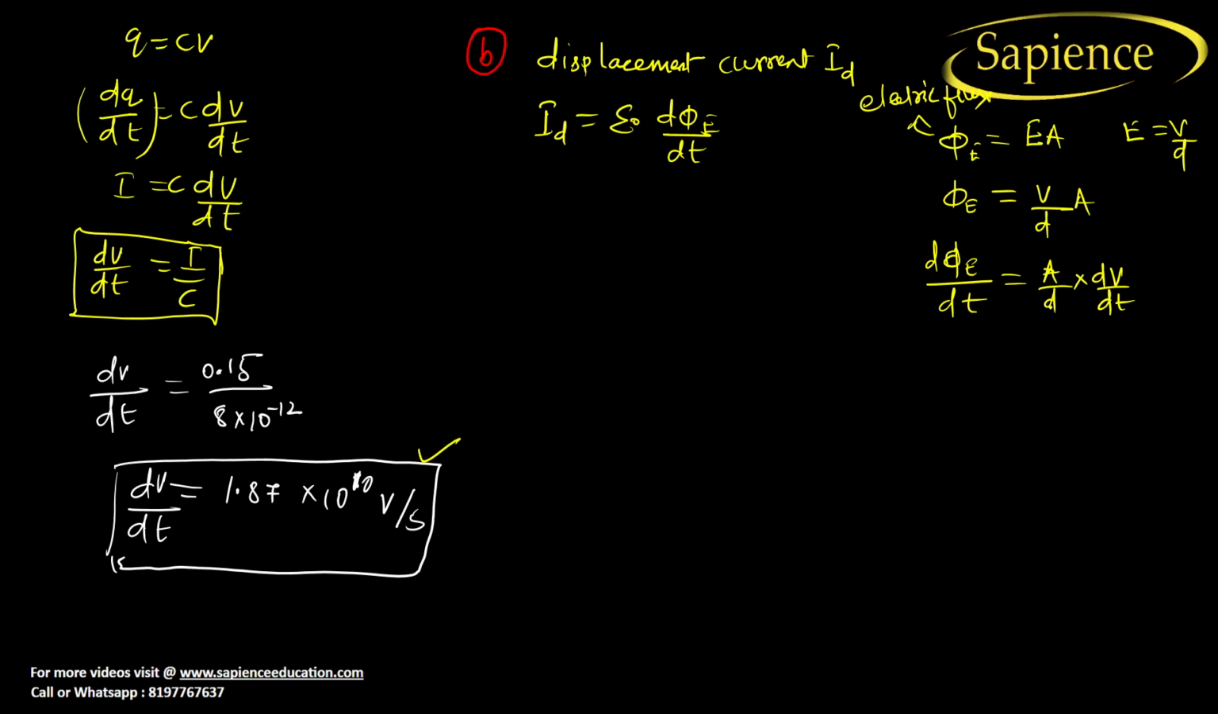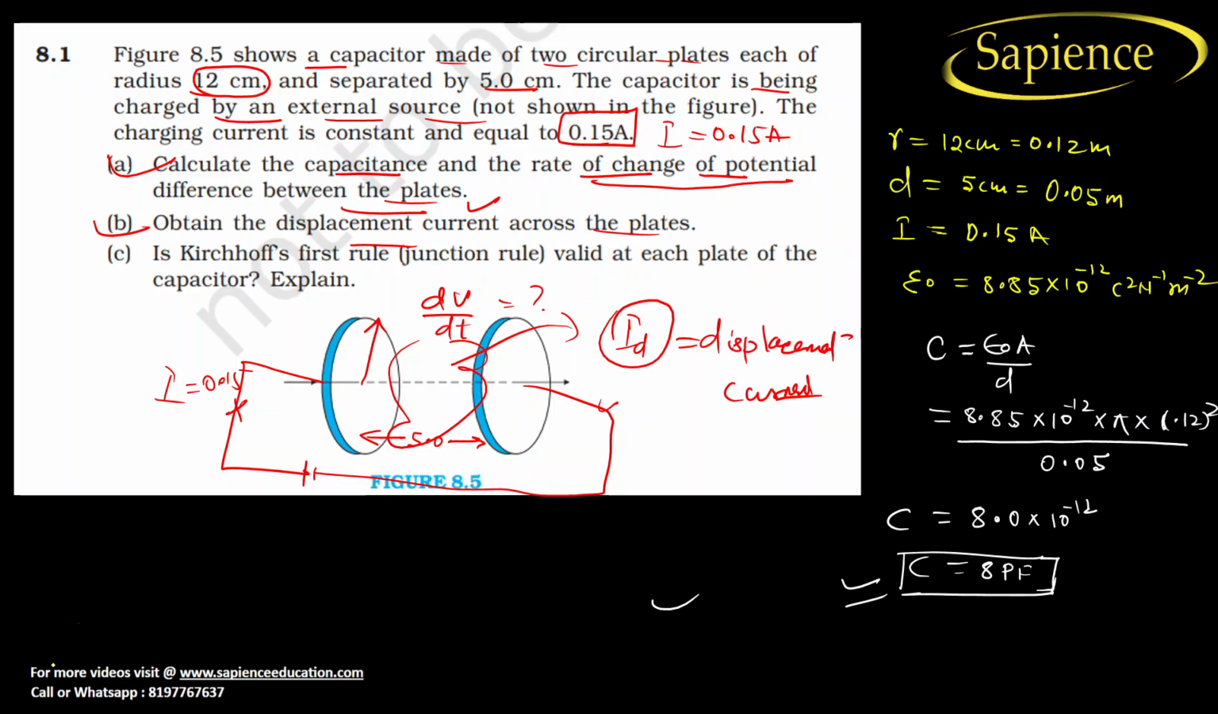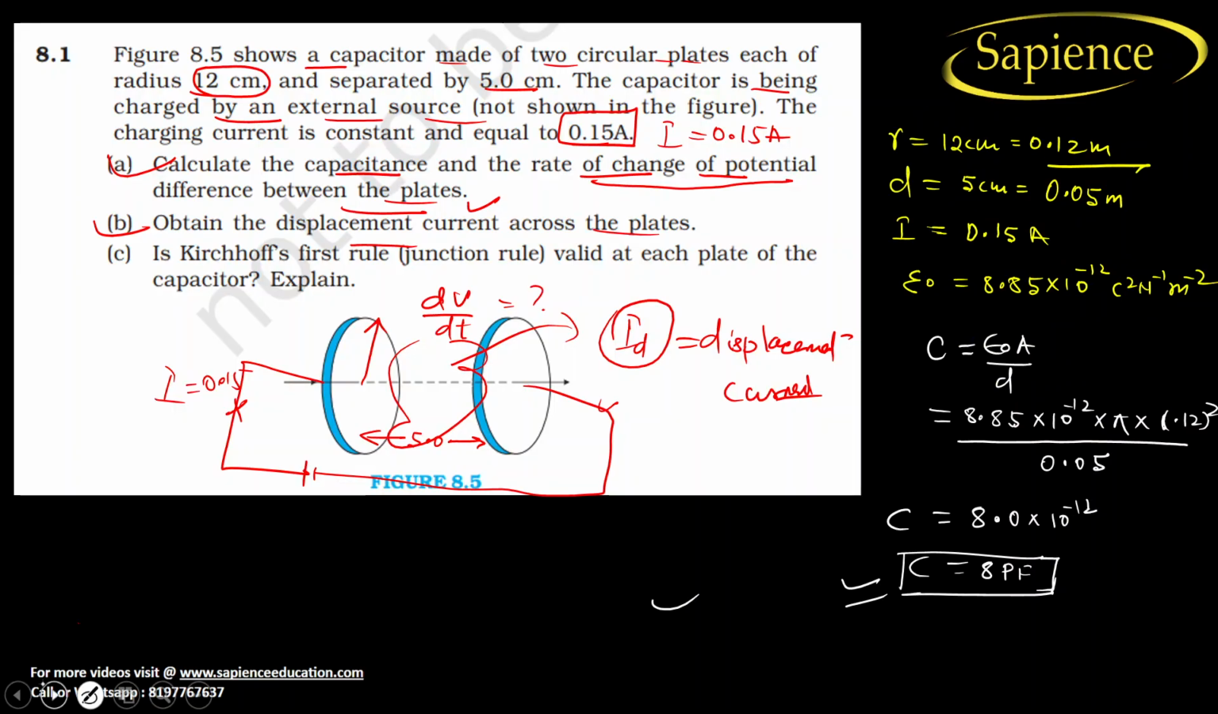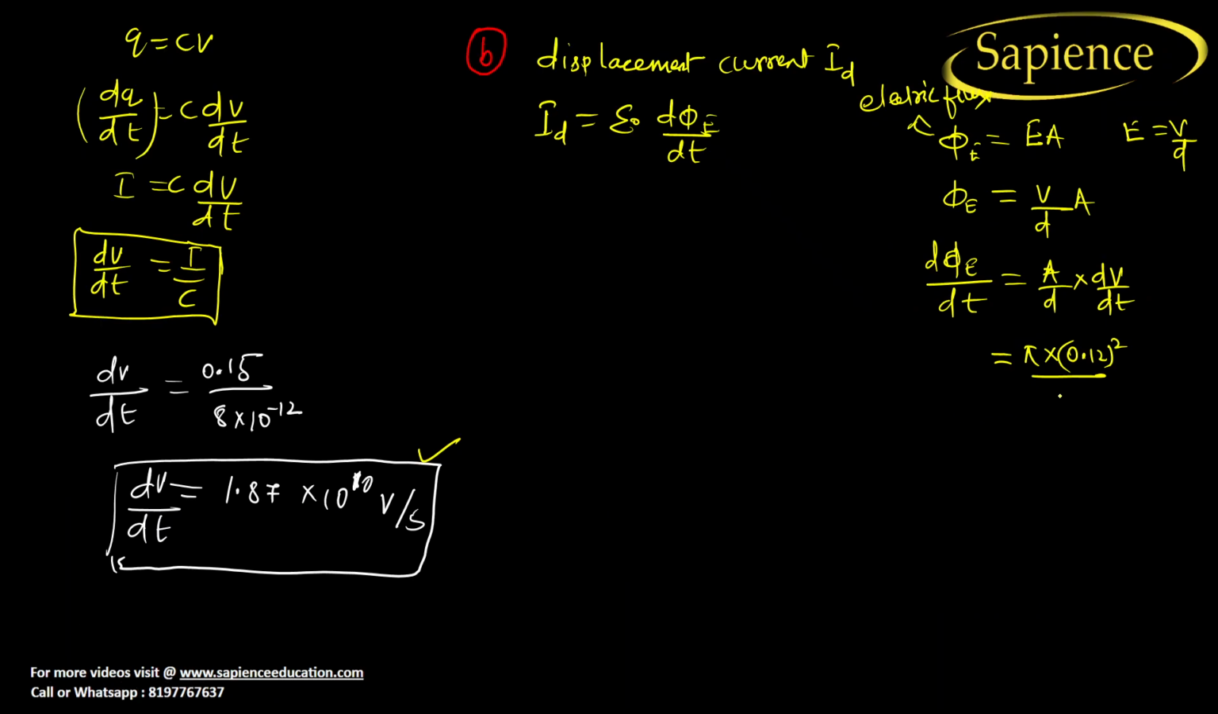Now dV by dt we have already found out. So we need to find the area as well as d. What is the area of the capacitor? The radius is already provided as 0.12, so from here we can get the area. Area will be pi r squared, that is 0.12 whole squared, divided by d, the separation distance, which is 0.05, into dV by dt, right? Now put the whole value in so that you can get the result properly.